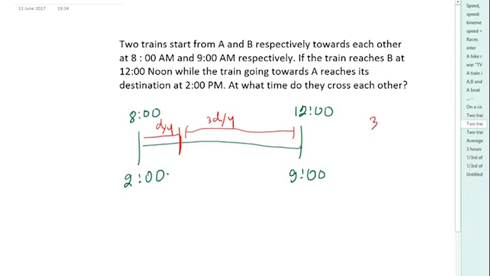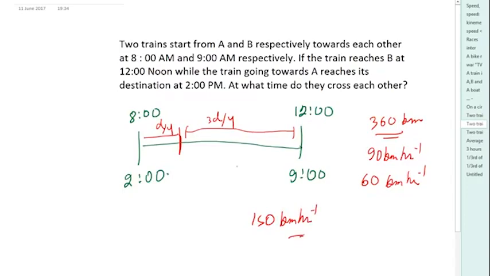So we assume that the distance is 360 kilometers. The first one travels at 90 kilometers per hour. The faster one travels at 90, the slower one travels at 60. I want to go through this quickly just to show that you can do it fairly quickly. 60, 90. They approach each other at 150 kilometers per hour.